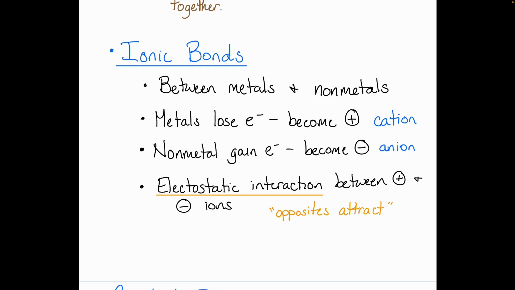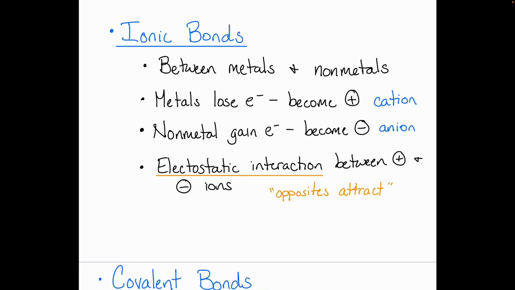Okay? So if we were going to imagine what an ionic compound would look like here, we're going to take our metal and give it a positive charge. We're going to take our nonmetal and give it a negative charge. And again, we have that opposites attract interaction holding these two things together, bonding those two atoms to one another, or more correctly, those two ions to one another.